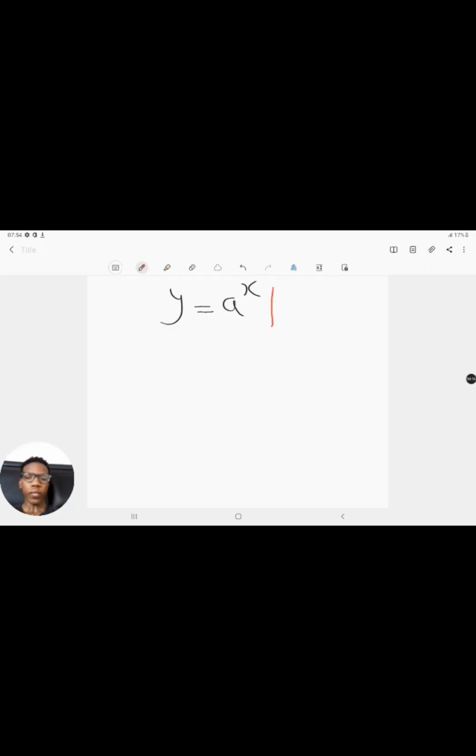Okay, so this is the original. Now, the amendments that I would like us to consider for this graph are as follows. What would happen if, let's say, we have y equals a to the power of x? This is the original form. You notice that this is still the original form.